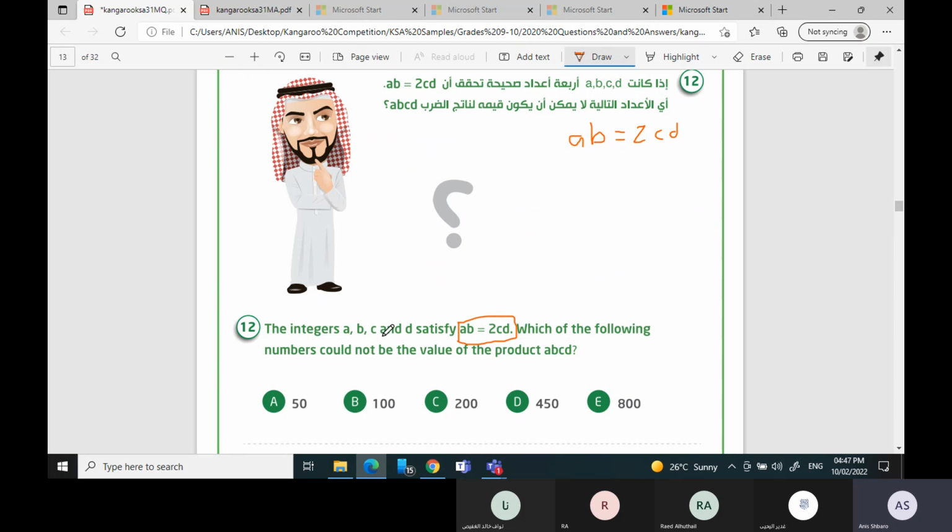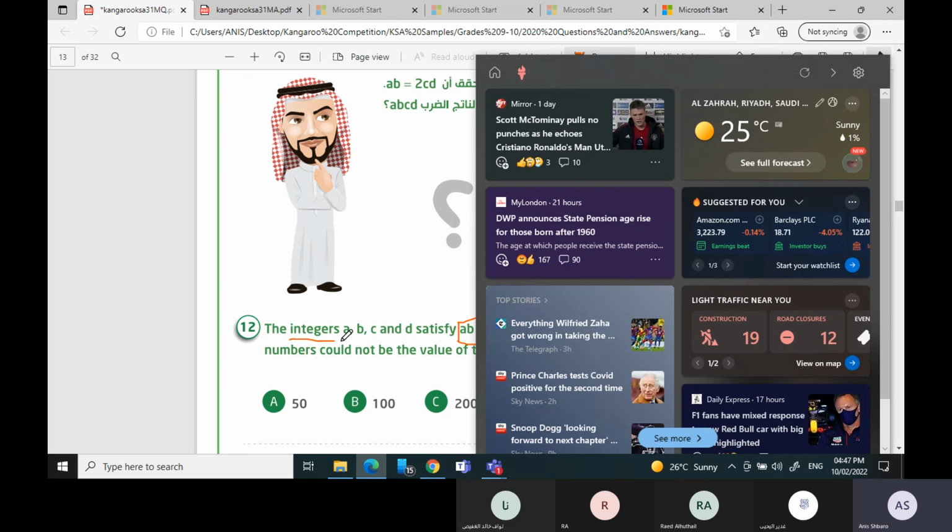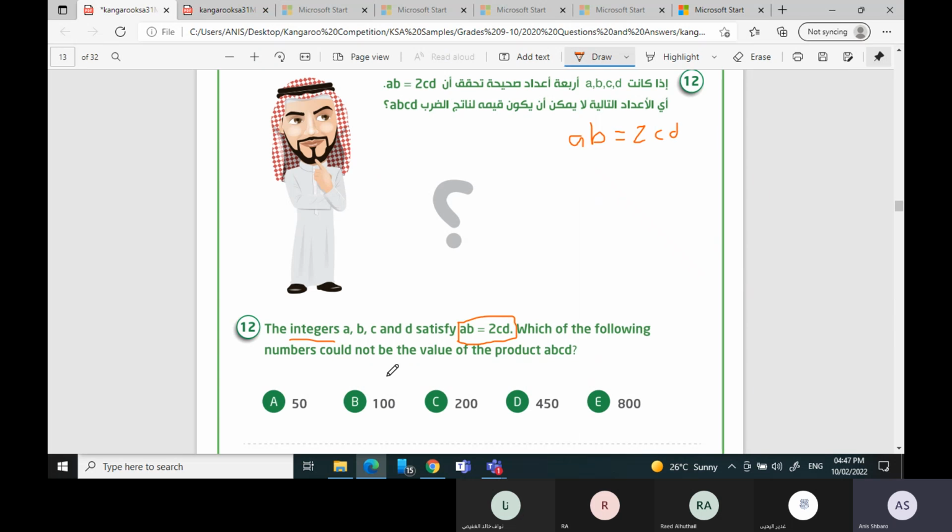Okay, the integers A, B, C, and D. This is everything concerning the question. Go back. Integers. So they must be integers, not real numbers, not 1.5, for example. No, it's an integer. So it's -1, it's 0, it's 1. We all know the meaning of integers. We're talking about whole numbers with different signs, so it can be a negative integer or a positive integer.